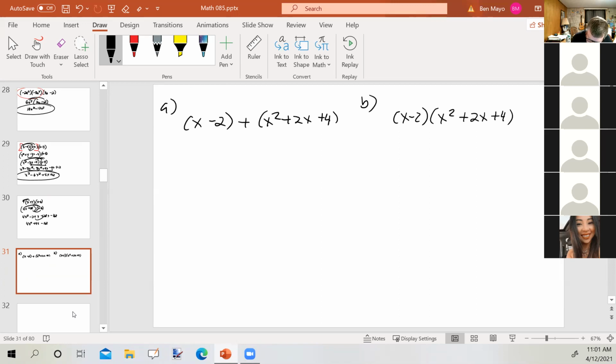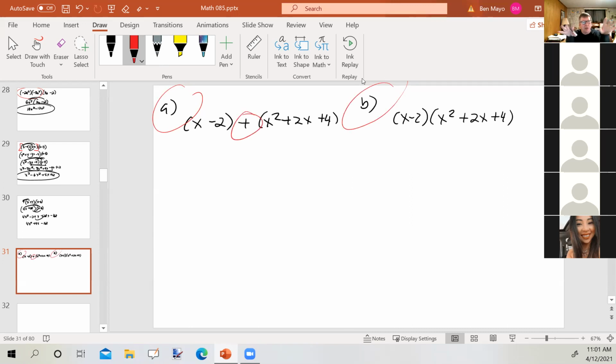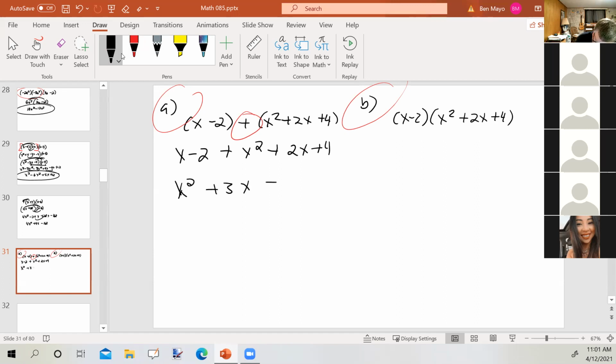I want to point out that a common mistake that students make on a test is they'll take something like this first thing and they'll do it like the second thing. They sort of ignore that plus sign and they see two polynomials and they just start FOILing them and multiplying them together. Be very careful. We're not multiplying in that first problem, we're adding. So this is x minus 2 plus x squared plus 2x plus 4, which is x squared plus 3x plus 2, combining like terms.